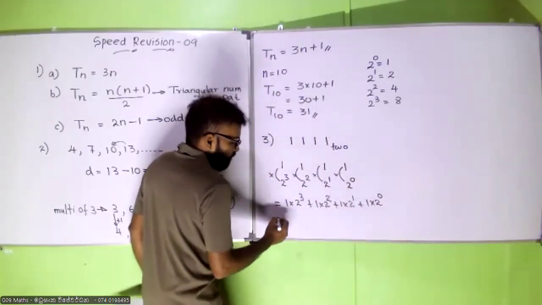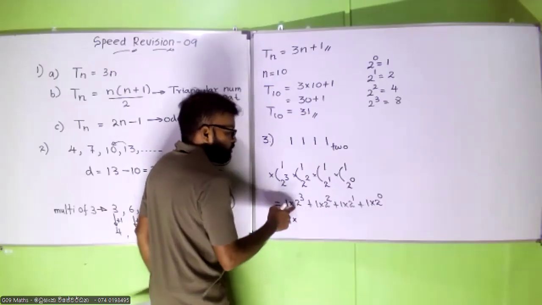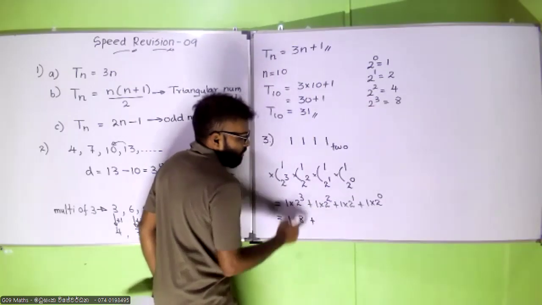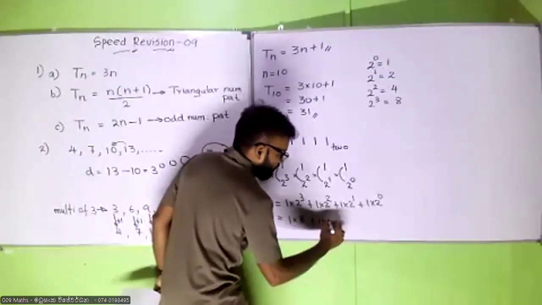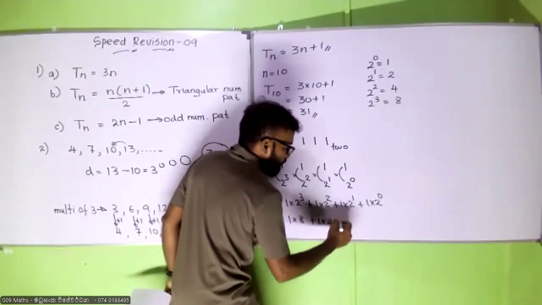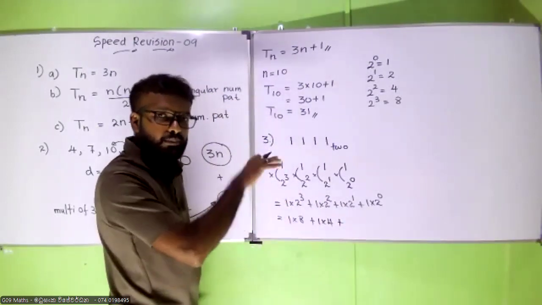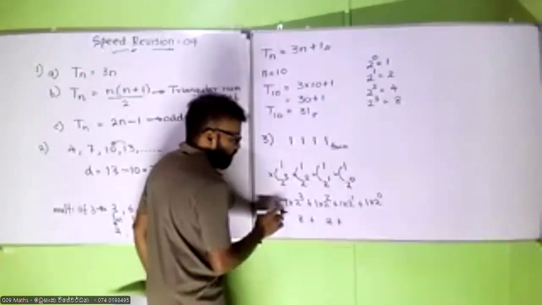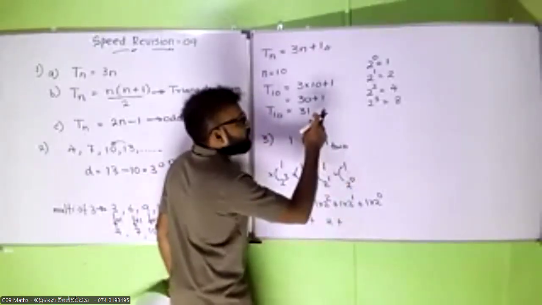So, 1 times 2 to the power 3, 2 to the power 3 is 8, plus 1 times 2 to the power 2, 4. That means 1 times 4. Actually, no need to write 1 times because 1 times something is the same number, so I will avoid that. 1 times 8, 8. 1 times 4, 4. 1 times 2 to the power 1, 2 to the power 1, 2.